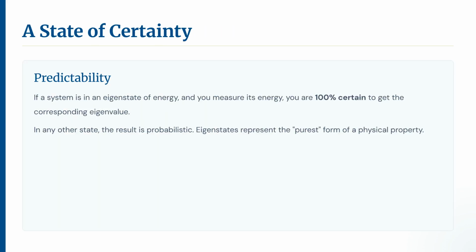Eigenstates represent a state of certainty. If a system is in an eigenstate of a property, you are 100% certain to get the corresponding eigenvalue when measured. In any other state, the result is probabilistic.